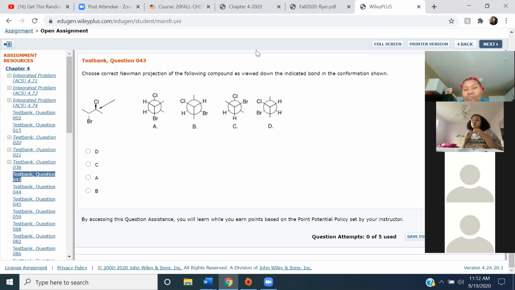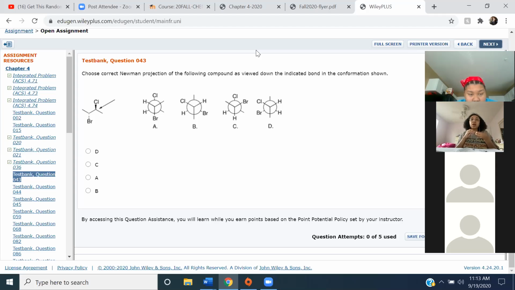But all I know is when it's bent like that, the other line connected to the chlorine, when it's bent down on a Newman projection, that means that it's straight. It's just going to be a line down. If you look at B, it corresponds with B. Okay. All right. So the answer is B.